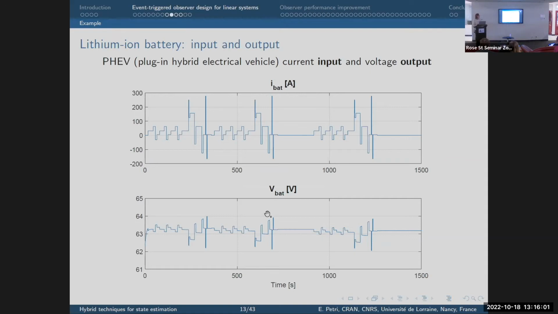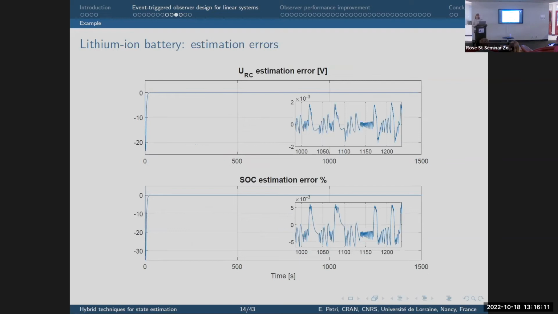And we consider a PHEV current input, which is typical in plug-in hybrid electrical vehicles. And we obtain this output voltage here. Then we evaluate the state estimation error in both states. And from these plots, we see that both states practically converge. Indeed, the state estimation errors are converging to a neighborhood of the origin.